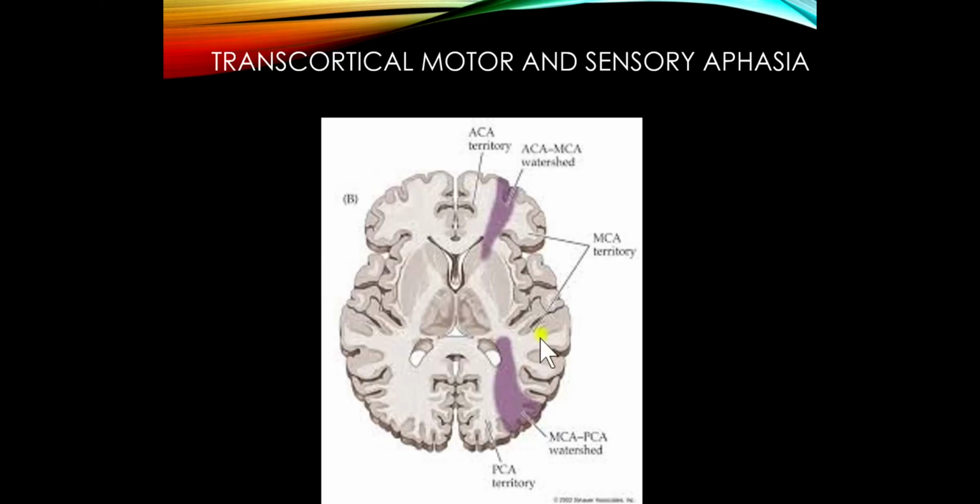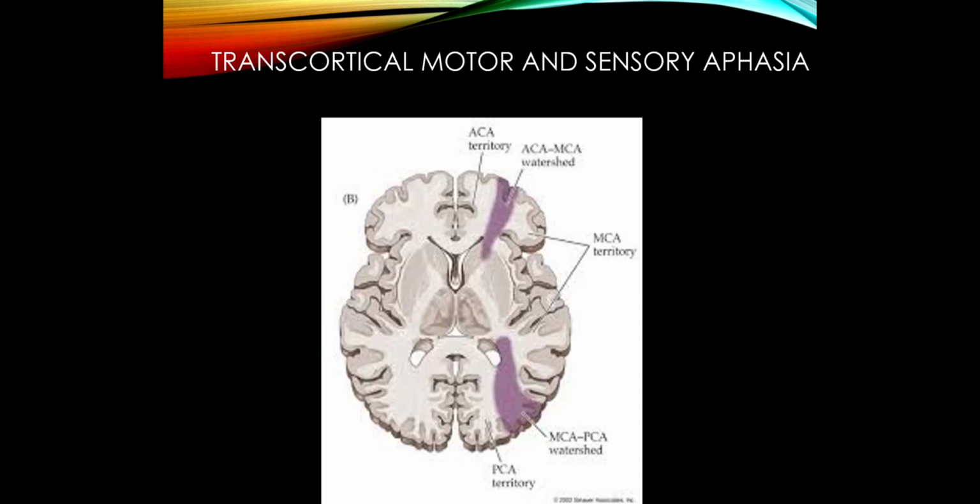Likewise, a transcortical sensory aphasia, where the lesion is back here, looks a lot like a Wernicke's aphasia. They're fluent, lots of words are coming out, but they don't understand very well. But because the connection between Wernicke's and Broca's area, the arcuate fasciculus, is intact, these patients can repeat sentences pretty well. You might ask, if someone can't understand, how could they repeat a sentence? That's a very good question.